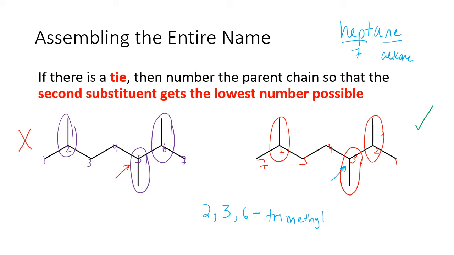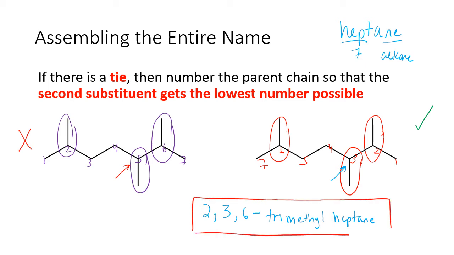And then that all is our prefix part of our name. And then we just have to add heptane to the end. So our full IUPAC name following the rules is 2, comma 3, comma 6, hyphen, trimethylheptane.